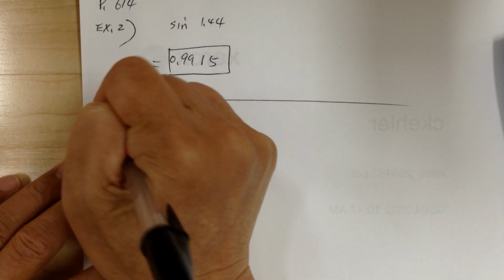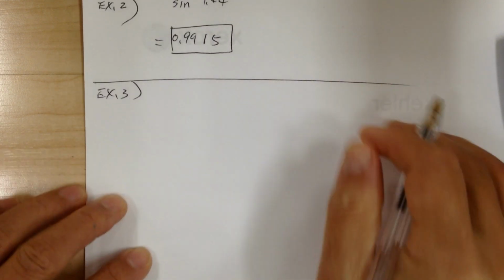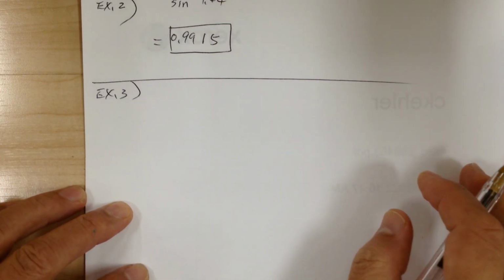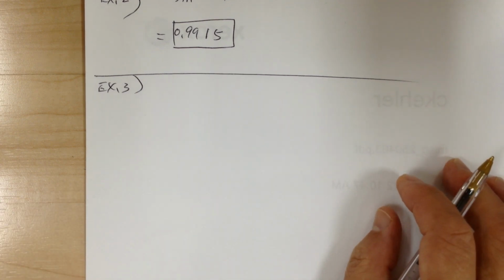Okay, and then example 3. Find the exact value of the 6 trigonometric functions of pi over 6.